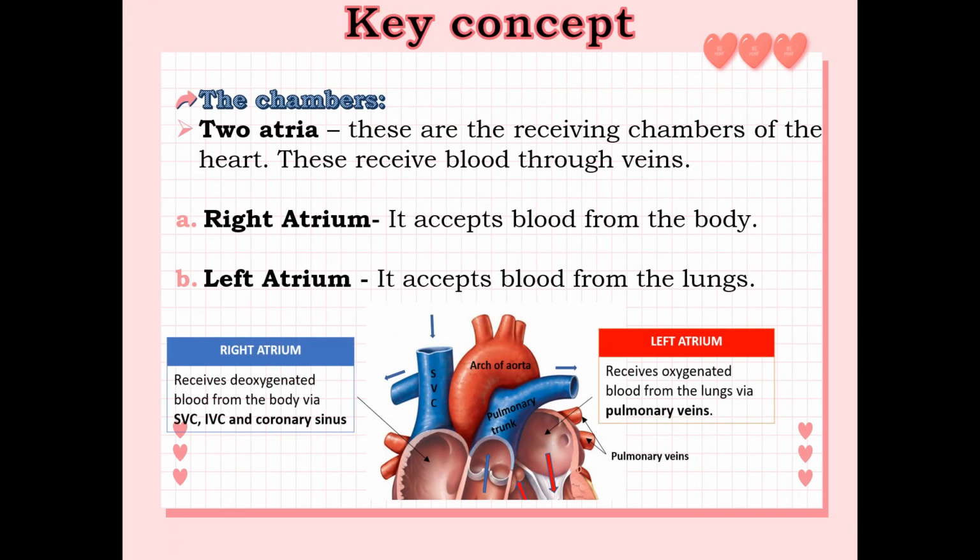Concept of our lesson. The chambers. Two atria. These are the receiving chambers of the heart. These receive blood through veins. A. Right atrium. It accepts blood from the body. B. Left atrium. It accepts blood from the lungs.